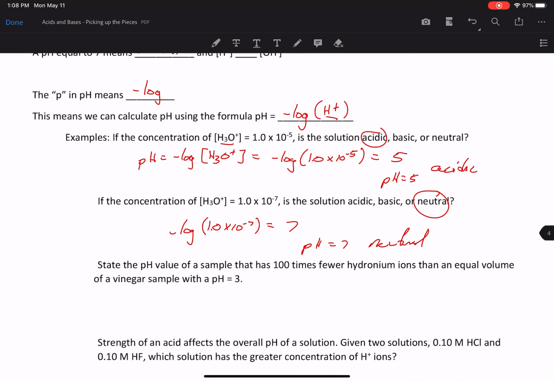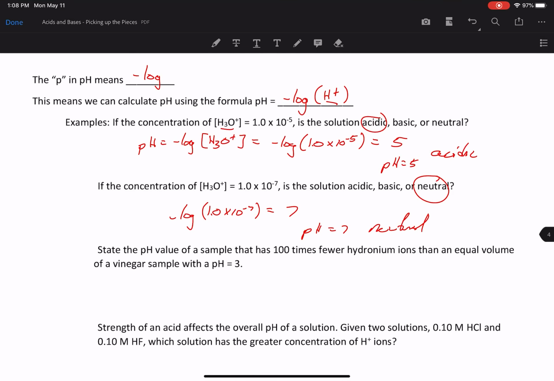All right. If the pH value of a sample has 100 times fewer hydronium ions, so hydronium is that H3O+, and if you have less of that, fewer hydronium means you have a less acidic solution. So less than an equal volume of a vinegar sample with a pH of 3. Now, the pH scale is on a log scale, meaning when you change the pH by 1, the hydrogen ion concentration is actually changing by a factor of 10.